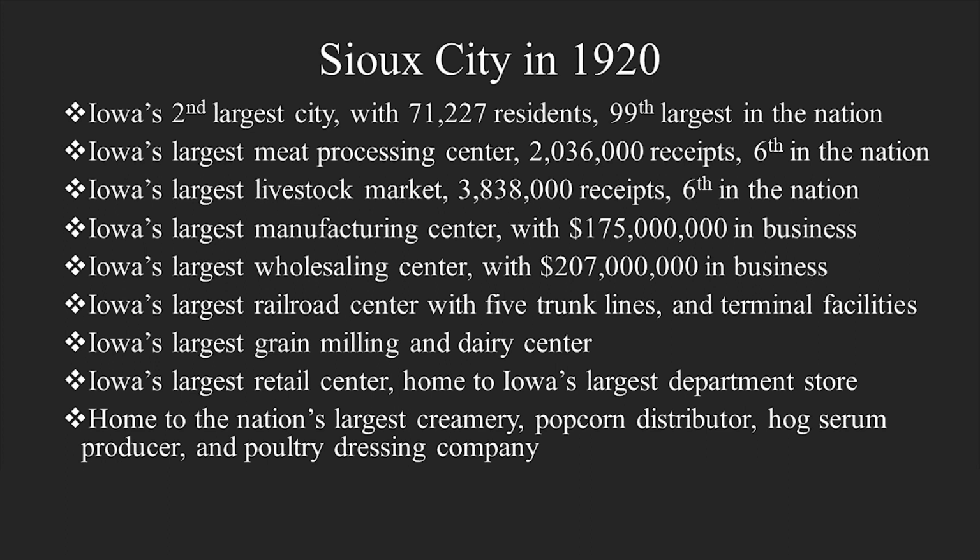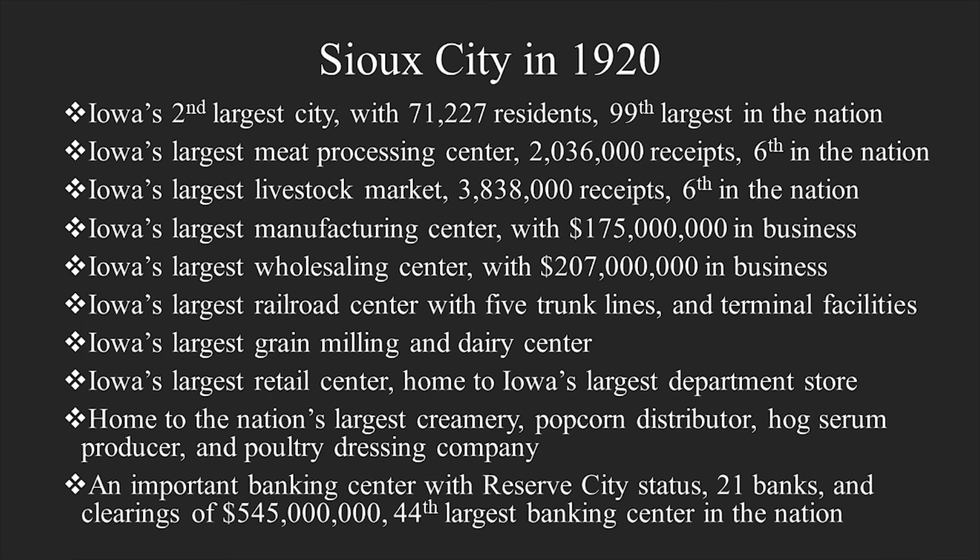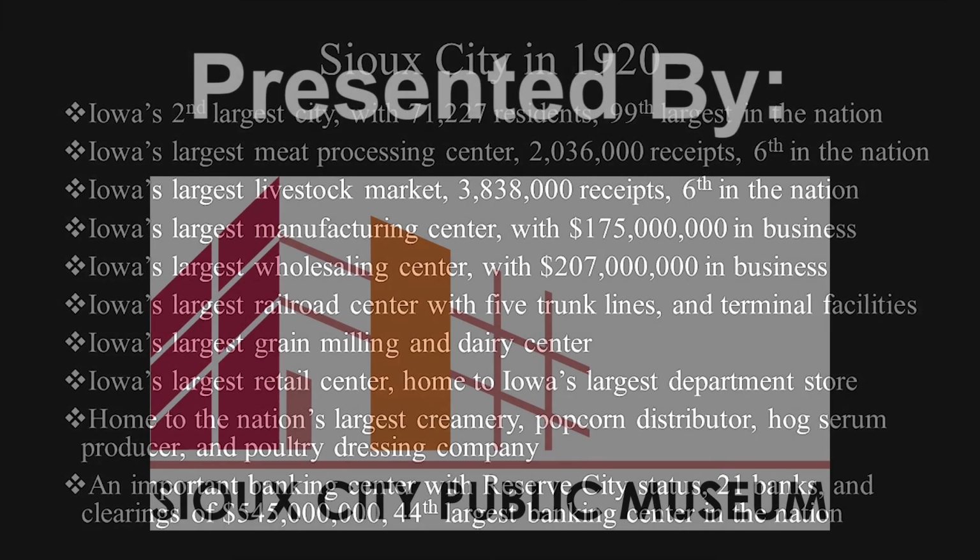Sioux City was home to the nation's largest creamery, the nation's largest popcorn distributor, the nation's largest hog serum producer, and the nation's largest poultry dressing company. Sioux City was an important banking center with reserve city status, 21 banks having a clearings of almost $550 million. Sioux City was the 44th largest banking center in the nation.